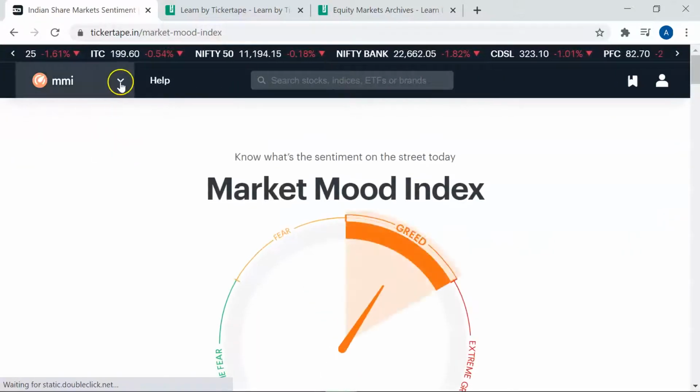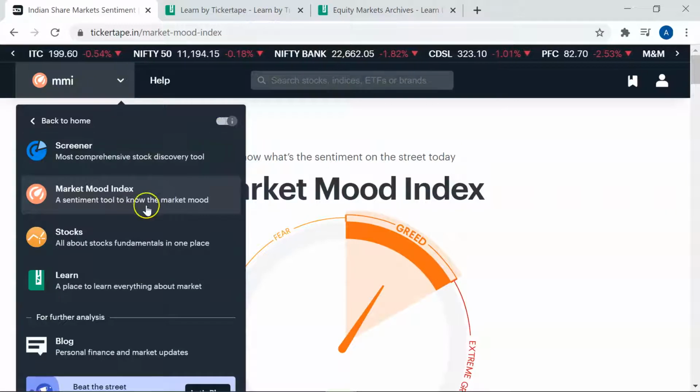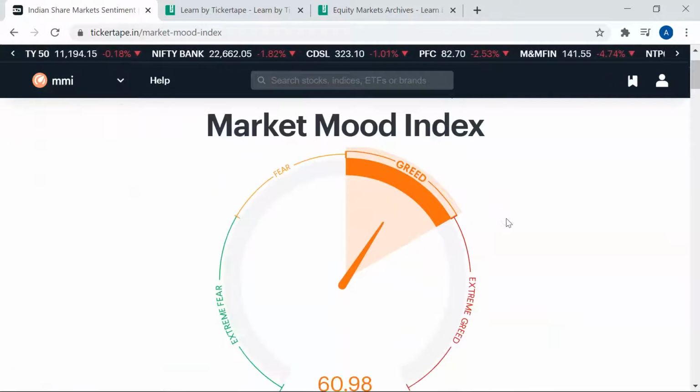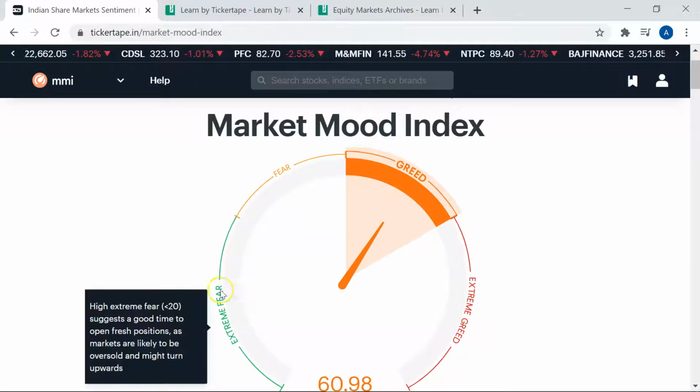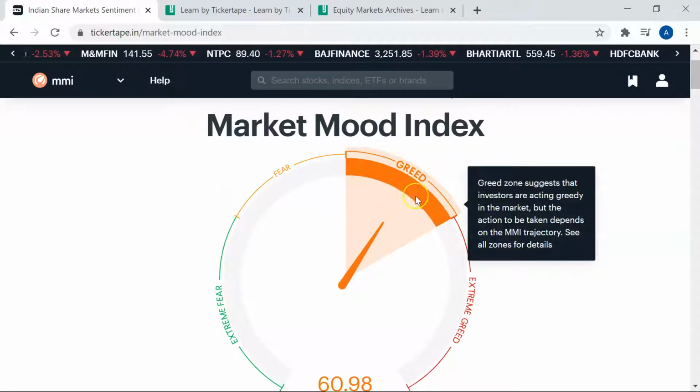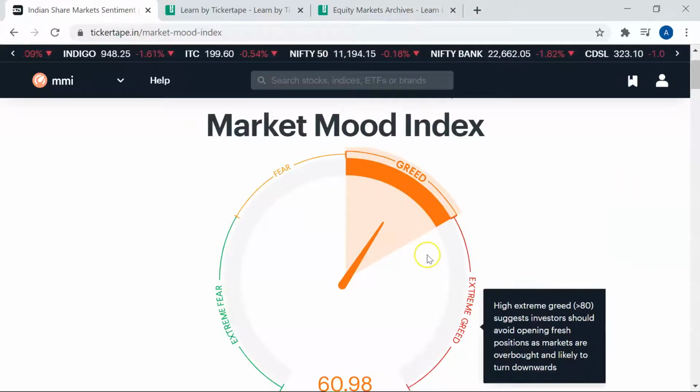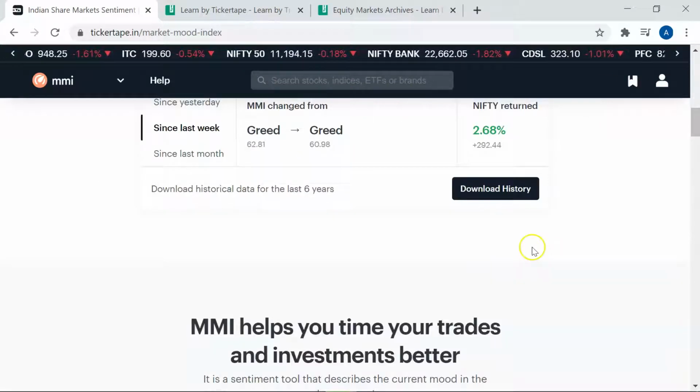Coming to MMI, which is the Market Mood Index. It is a sentiment tool to know the market mood. It has divided the various moods of the investors into a pie diagram. Extreme fear means that everyone fears the market is going to have a bigger crash, so no one wants to invest. This is the fear, this is extreme fear. This is the greed. Greed means when the market is in a positive trend or in bullish mode. This is the extreme greed. So you can know the market sentiment.